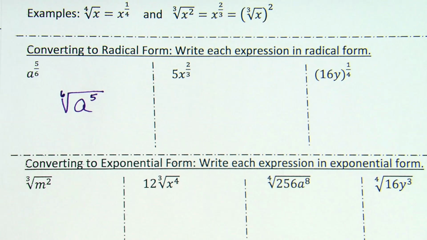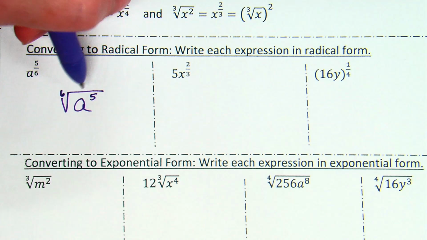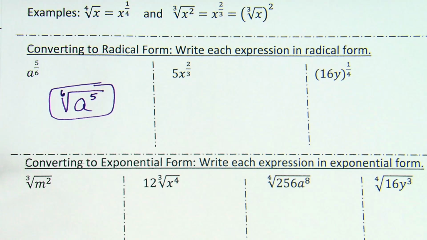And that's all you're being asked to do right there. It just said to write it in radical form. Okay. That is radical form. Questions on how I did that? A to the 5/6, so 6th root of a to the 5th. Let's try the next example.